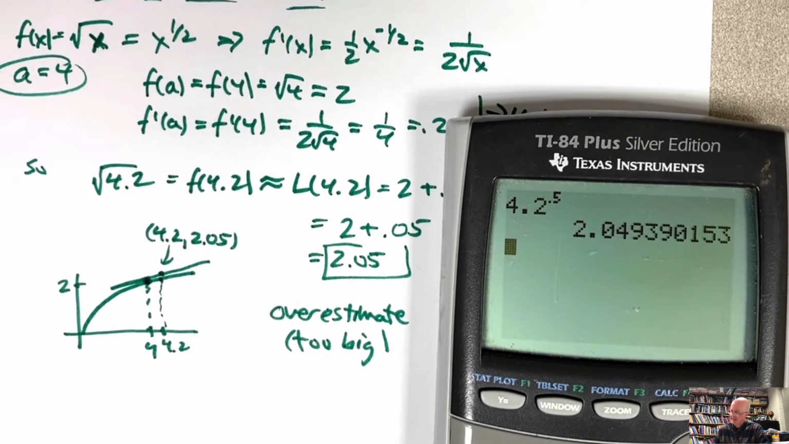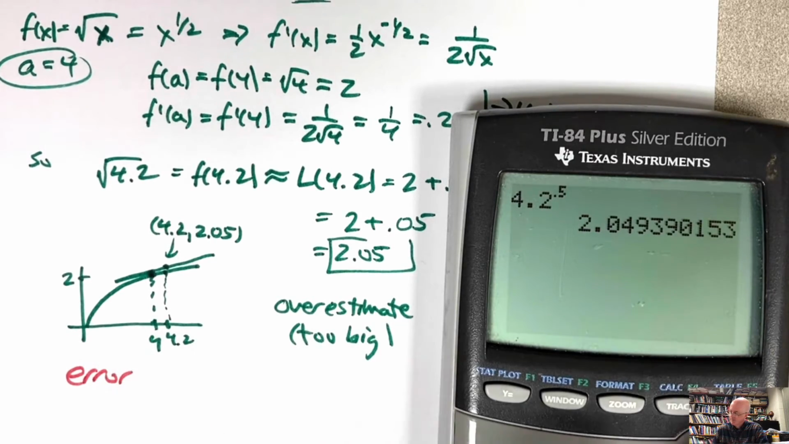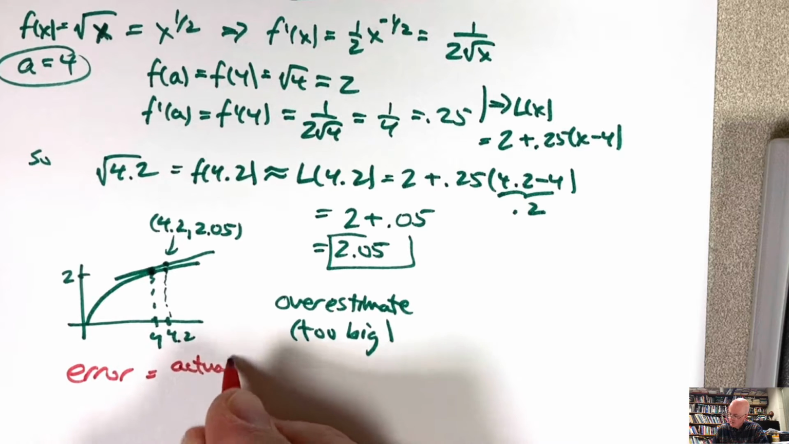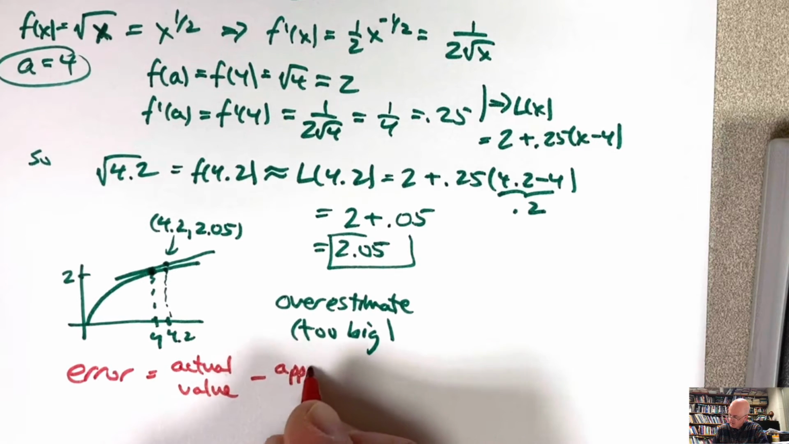This problem doesn't ask about error, but I am soon going to consider problems about error. In fact, the next problem. The error in the approximation is always the actual value minus the approximate value.